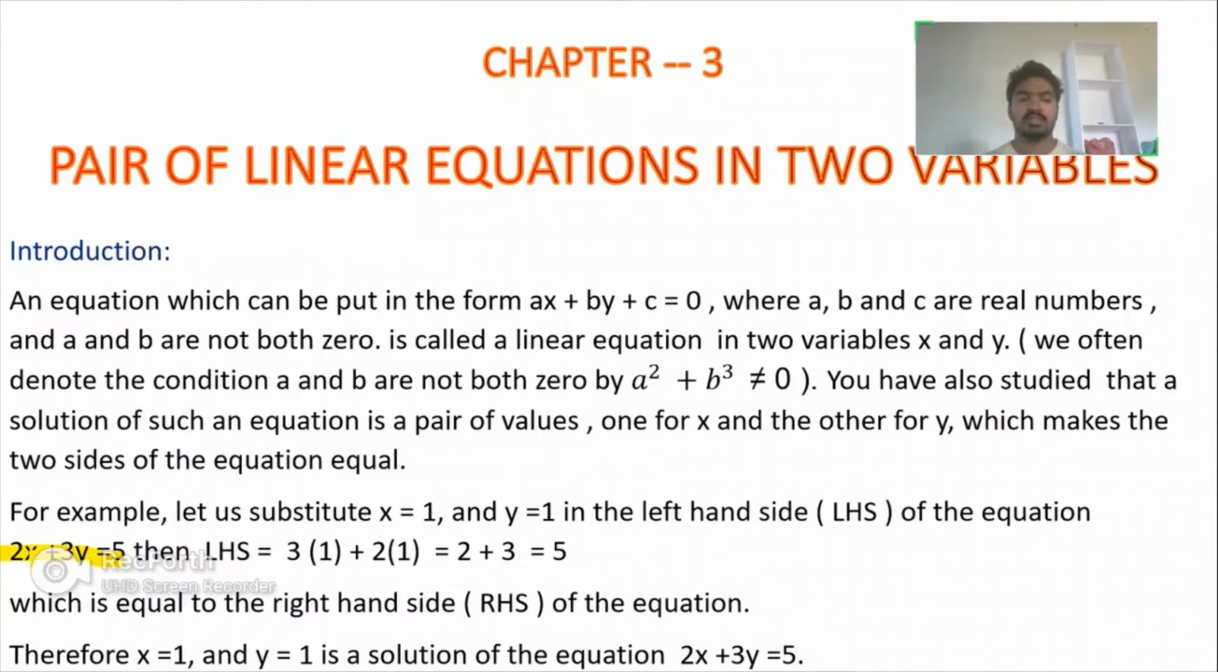If you substitute the values x equals 1 and y equals 1, then we can clearly say that the result becomes 5, which is equal to the RHS. So if you want to check whether the given equation is balanced or not, we find the LHS individually and the RHS individually, and we equate LHS and RHS. If the LHS and RHS values are the same, then we can say that the equation is balanced. Therefore, x equals 1 and y equals 1 is a solution of the equation 2x plus 3y equals 5.